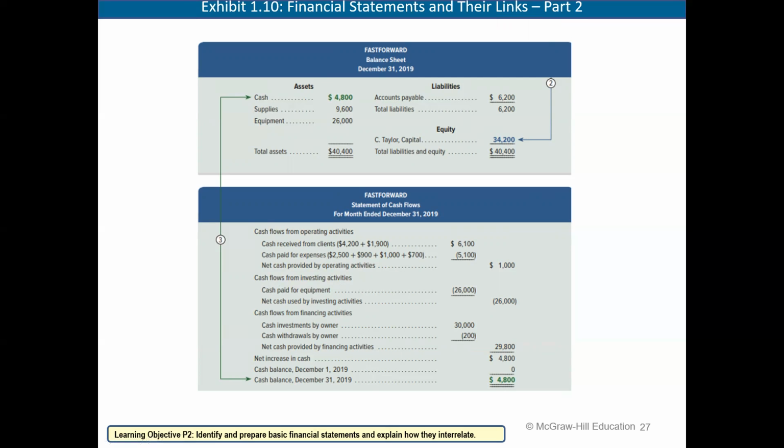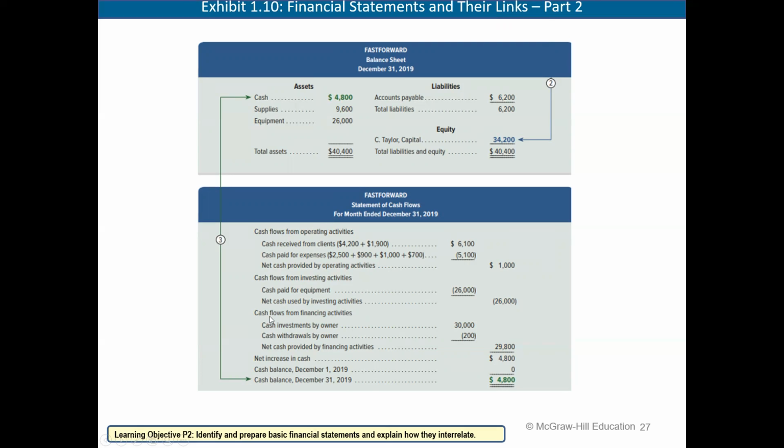The second section is called cash flows from investing activities. Investing activities means when we purchase long-term assets such as equipment, land, and buildings that we're going to use over a long period of time for the business. We'll learn more about that later, but just know that that's what it means. So our investing activities involved cash paid for equipment. So we had a negative 26,000 in cash, or we would say cash used by the investing activities.